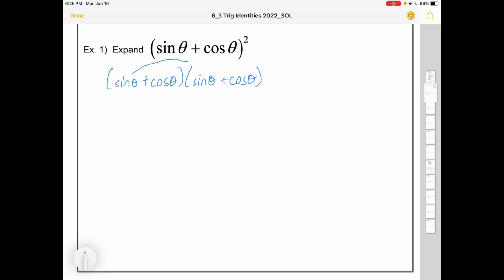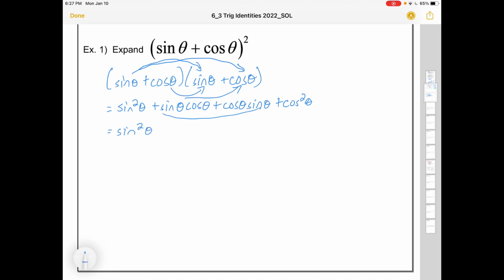And so that's going to give us sine squared theta plus sine theta cos theta, as we FOIL through, plus cos theta sine theta, plus cos squared theta. That's a bit of a mess. Let's see if we can clean it up. Those two middle terms, those are like terms. That's 2 sine theta cos theta, because the order in multiplication doesn't matter. Okay, that's a little better. Not a whole lot, though.